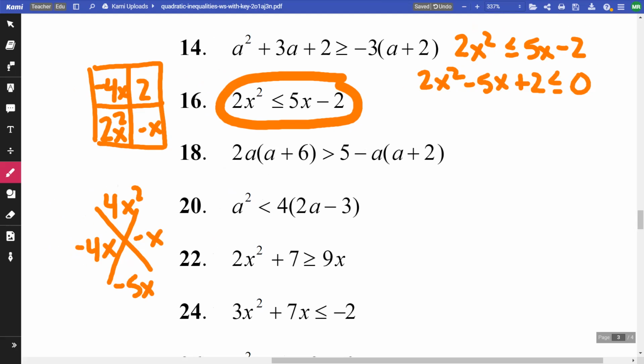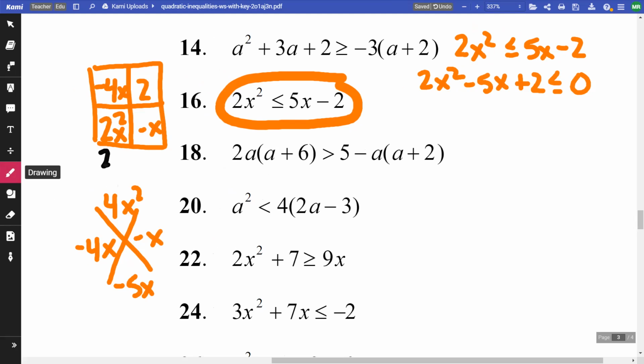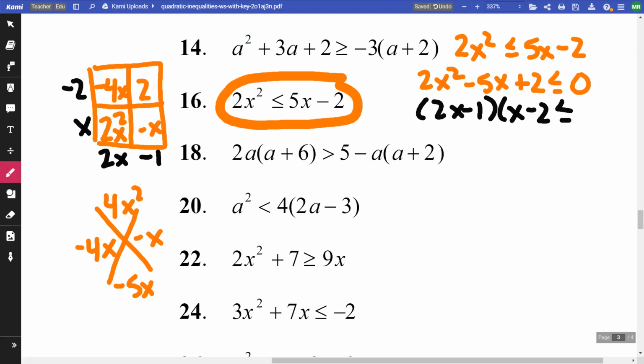Okay. So then when I try to find the outside of that, I'd have 2x here, x here. This will be a minus 1. This will be a minus 2. So then I have 2x minus 1, x minus 2, less than or equal to 0. So I really want to think about it as when it equals 0, so find my solutions.